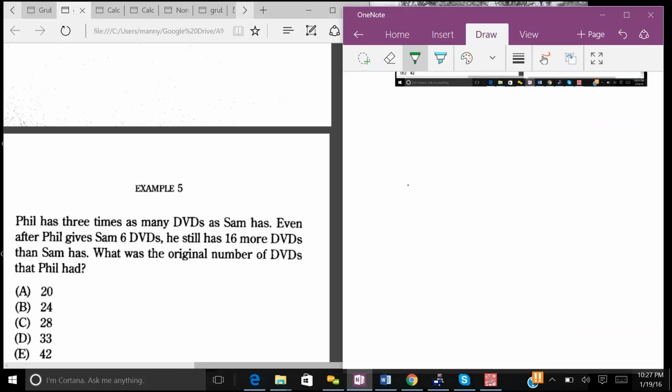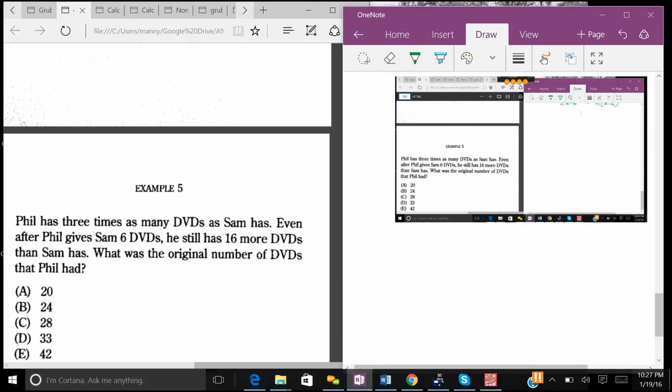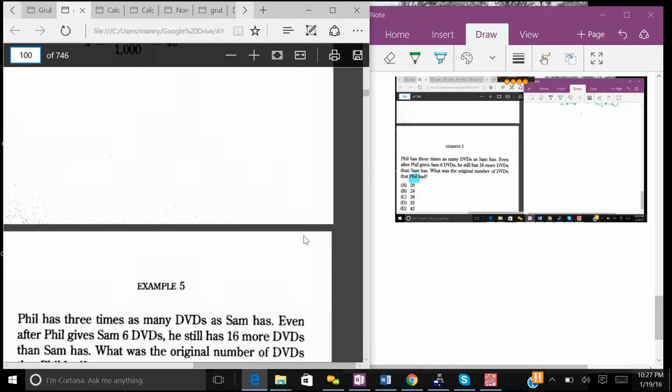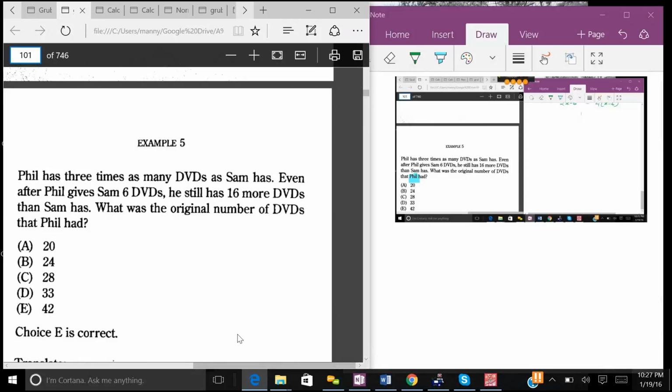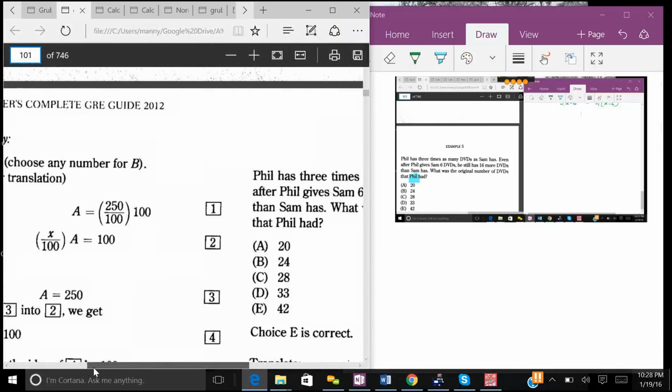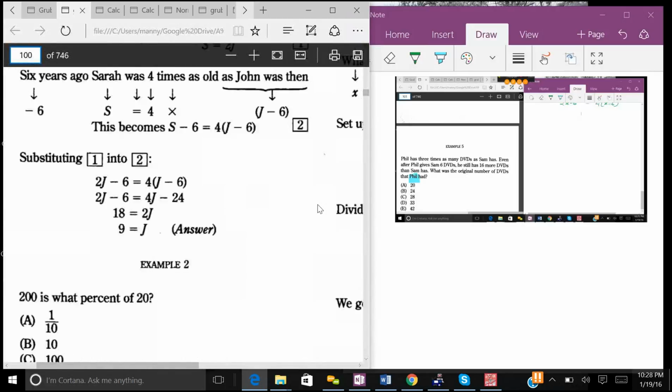Once you get x is 14, the important thing is to see that they're asking for Phil's DVDs. So the technique here I want you to know is, at the end of every question, read the end one more time. After you do the whole problem, read it again, because they may not be asking what you're answering. Oh, I got it now. You have to do 3 times 14 to get 42. Exactly. So you need to watch out for that.